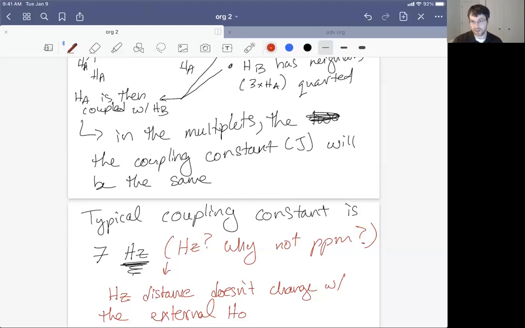So it's a little bit backwards, and I'm not going to go into it too much. I'm just going to say that for very important reasons that you should be aware of, the parts per million value will not change for the chemical shift. But for the coupling constant, the hertz value will not change. So it's really interesting. So we choose to label our coupling constant values in hertz and then our chemical shift values, delta, in parts per million.